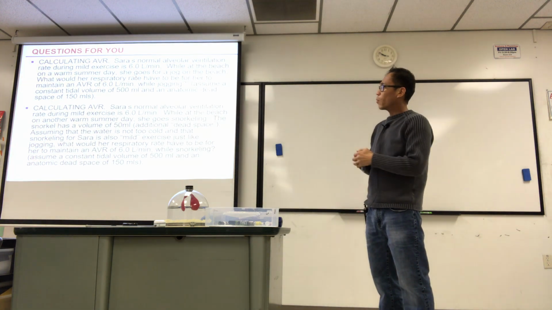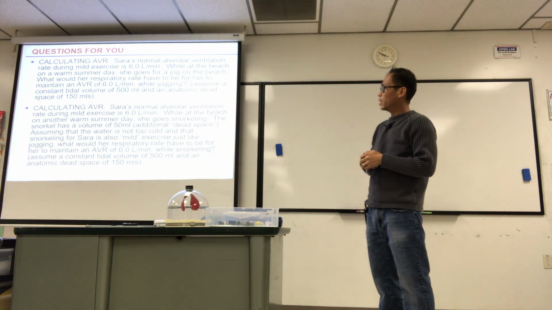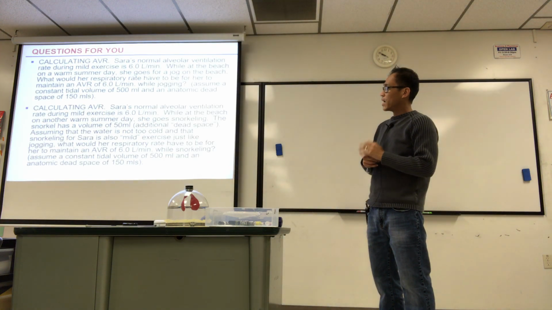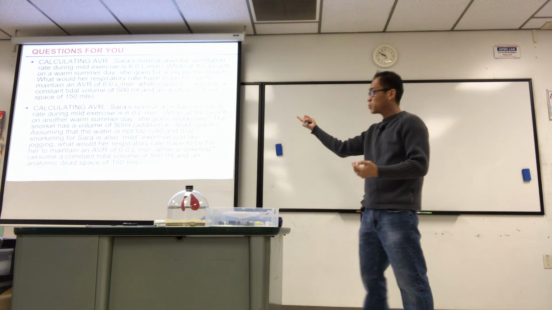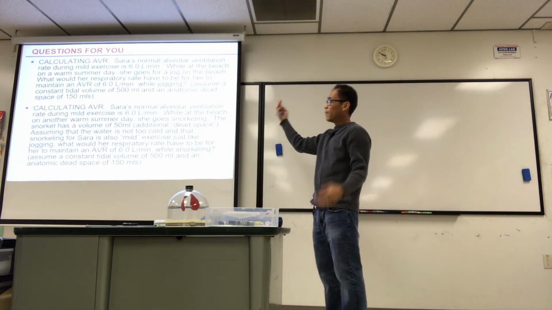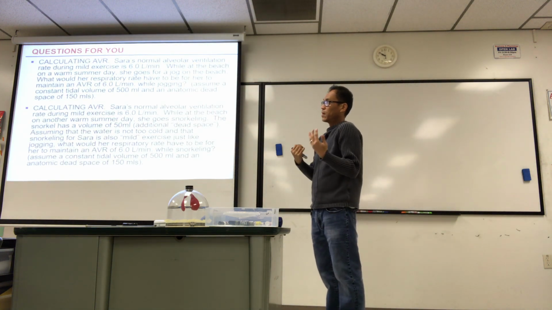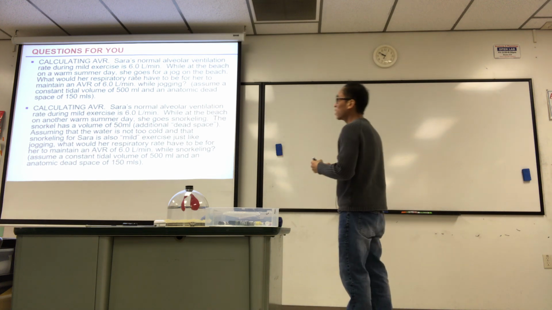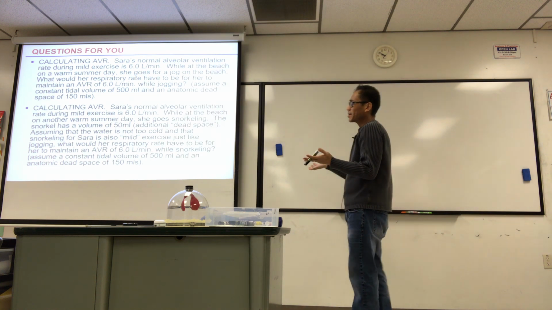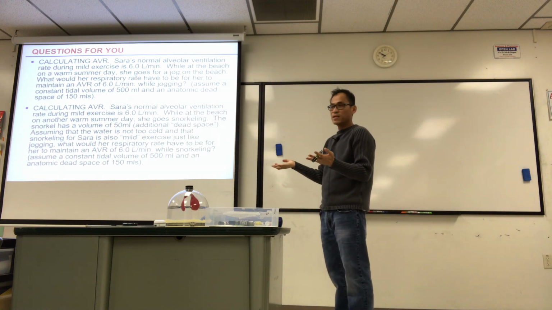And I'm asking, well, what would her respiratory rate have to be for her to maintain that AVR of 6.0 liters per minute while jogging? And you can assume the usual 500 ml tidal volume and about 150 dead space volume. Okay, so let's set it up. So I'm just going to subtract out the dead space volume right off the bat.